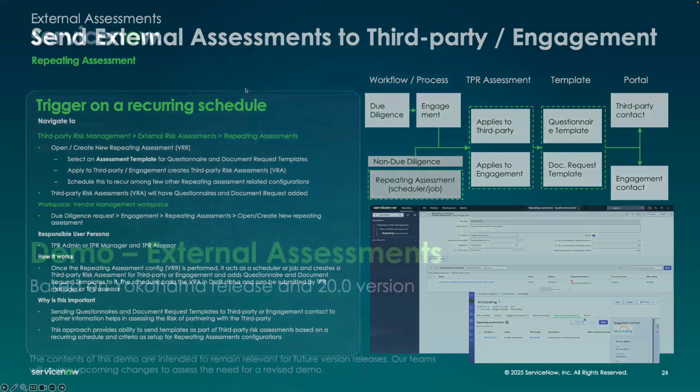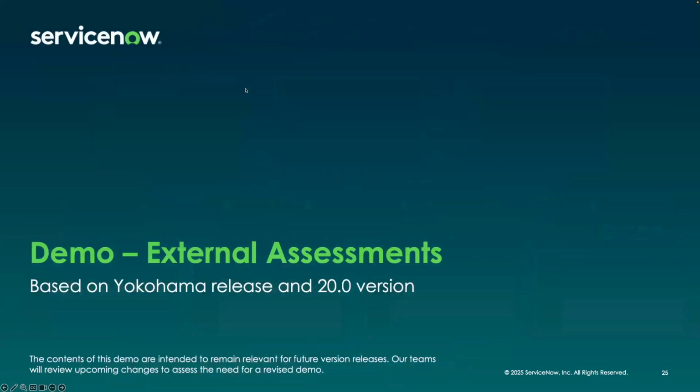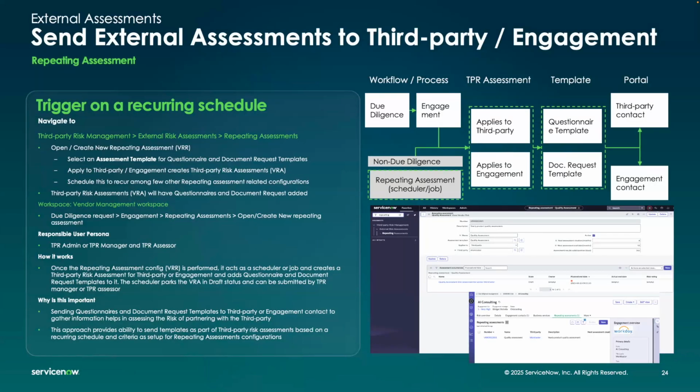Okay, let's review. Last but not the least of the options to send external assessments to third party or engagement is the repeating assessment capability. Think of a repeating assessment capability as a scheduler or a job. It acts as a job and creates third-party risk assessments for third-party or engagement and adds questionnaires and document request templates to it.